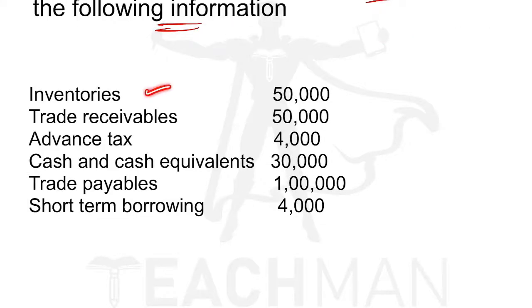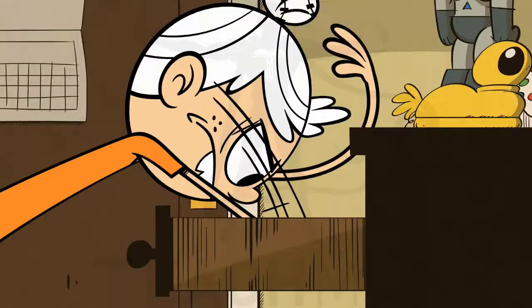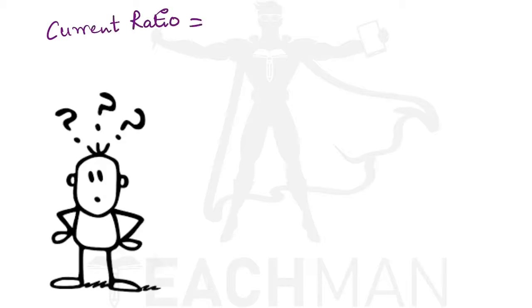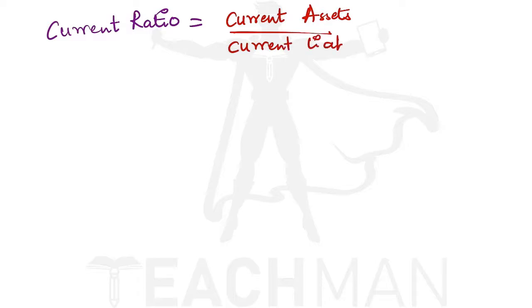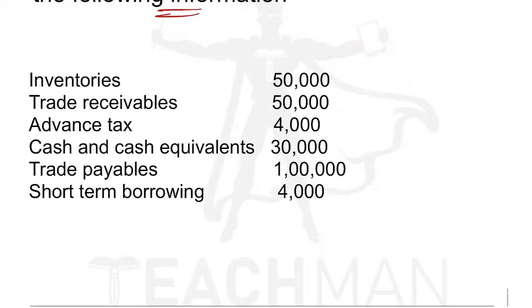They have given inventories, trade receivable, advance tax, cash and cash equivalents, trade payables, and short-term borrowings. So first, let us find the current ratio. Now, what is the formula of current ratio? It is current assets divided by current liabilities. Now, what are the current assets? Let us see in the information.